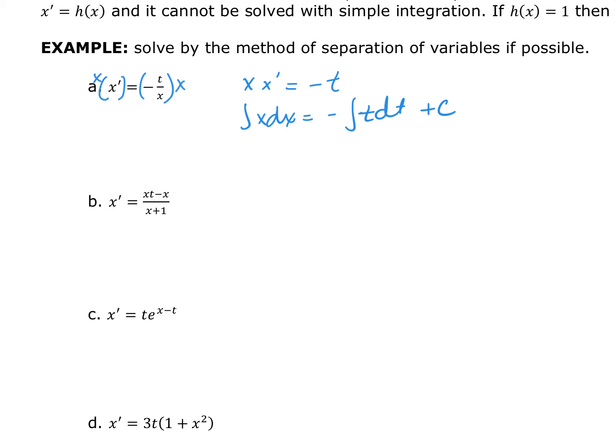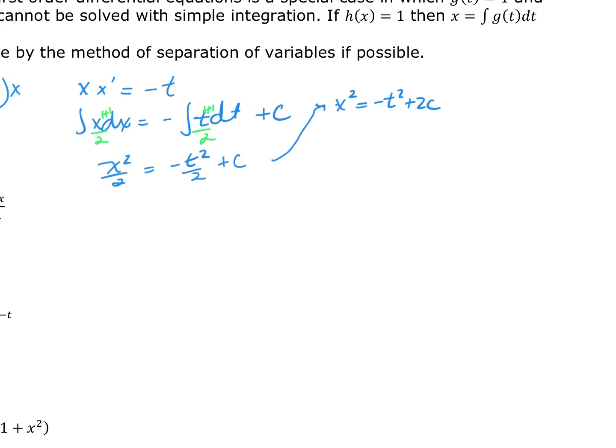So as you know, I like to do it in green. I'm going to add 1, divide by that 2, add 1, divide by that 2. And so I end up with x squared divided by 2 is equal to negative t squared divided by 2 plus c. Now, if I multiplied everything by 2, I would end up with x squared is equal to negative t squared plus 2c. But 2 times any constant is still a constant, so x squared is equal to negative t squared plus c. Now, if I bring the t squared to the other side, I'm going to get x squared plus t squared is equal to c.